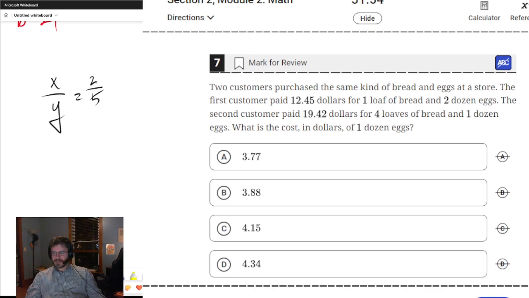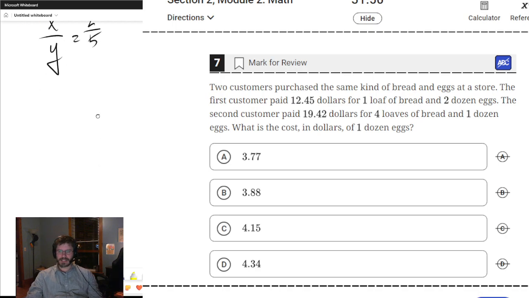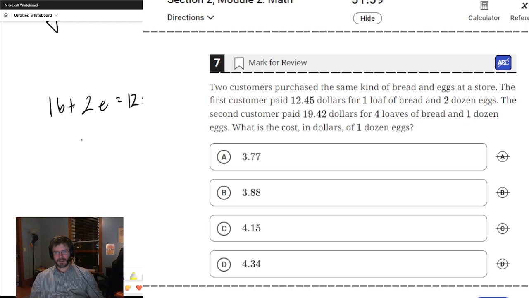All numbers, same kind of bread, exit store. The first customer buys 1 loaf and 2 dozen eggs. They're building a system for us. All right, we have 1 bread plus 2 eggs is equal to 12.45. 4 bread plus 1 dozen eggs equals 19.42. What's the cost of 1 dozen eggs? What's the cost of E?